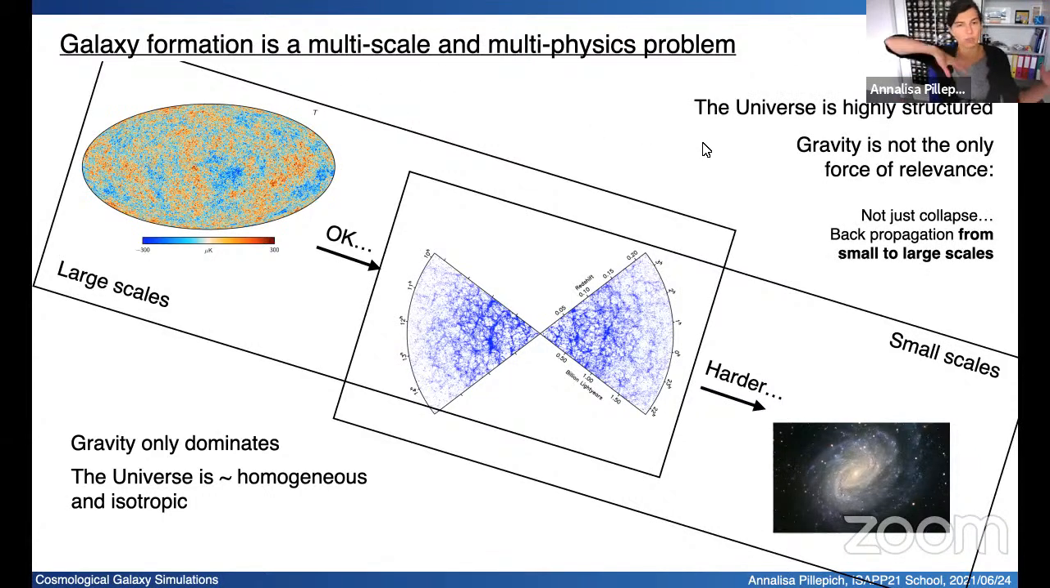But then as you go to smaller scales, the universe becomes more and more structured, and gravity is not the only force of relevance. So gravitational collapse is not the only thing that matters. And also, as I mentioned already, there are many phenomena that happen at the center of galaxies that have back reaction. They propagate back from small scales to large scales, making this a very coupled problem to solve.